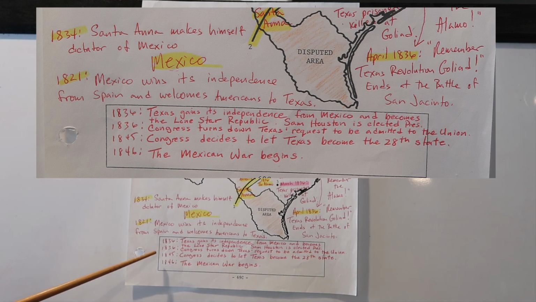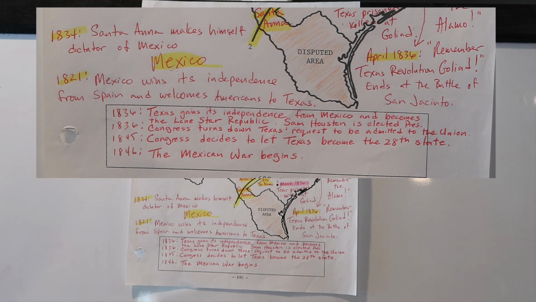That same year, Congress turns down the request for Texas to be admitted to the Union, mostly based upon Northerners afraid of adding another slave state and giving the slave states more power in the Senate. In 1845, Congress decides to let Texas become a state. So there's that period of 9 years where Texas is its own separate country, has a president, has ambassadors.